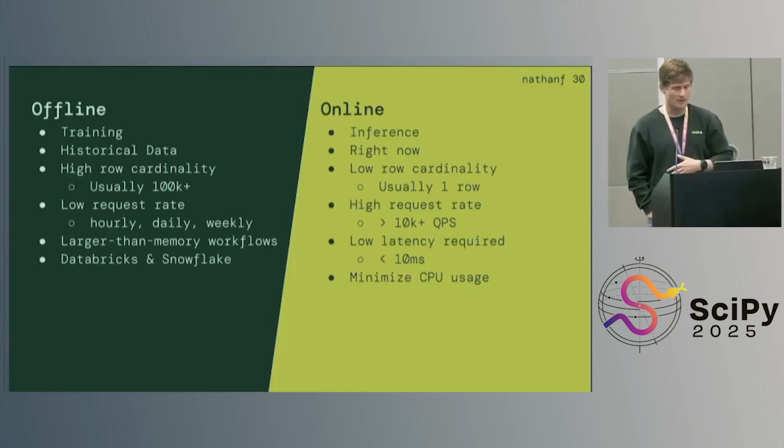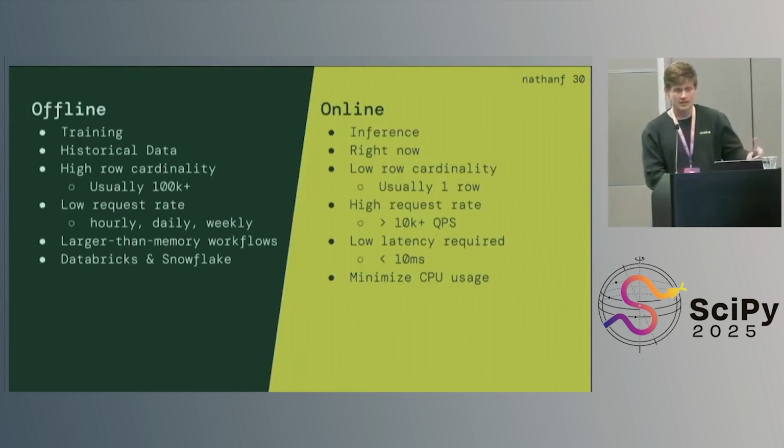On the online side, however, we've got a totally different set of requirements. We want to run on typically one row, but it's coming into us at like 10,000 or 100,000 queries per second. And our latency budgets are something like 10 milliseconds. And we really care about how we can minimize the CPU percentage so we can get efficient utilization of the machines that are doing this traffic serving.